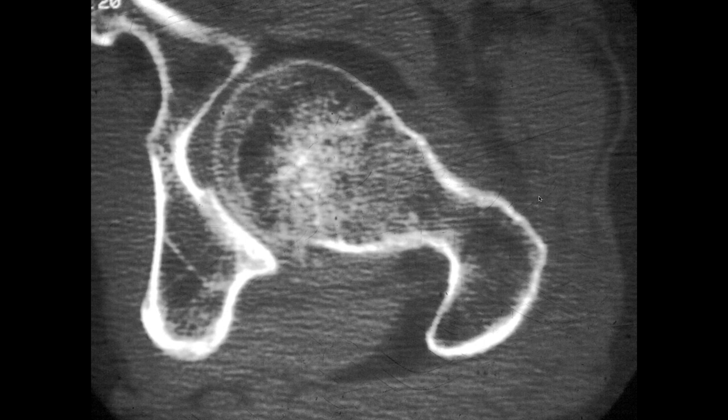Okay. This is right through the area of concern. I think there's some disruption of the trabecular pattern here, but I don't really see much, honestly. Certainly the cortex looks intact. Yeah, the cortex does.